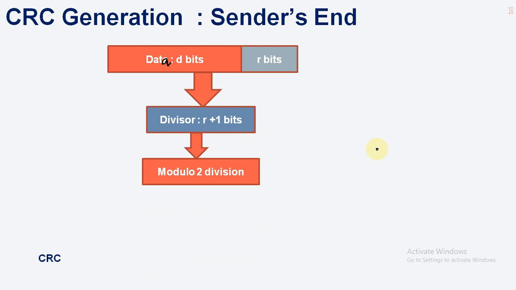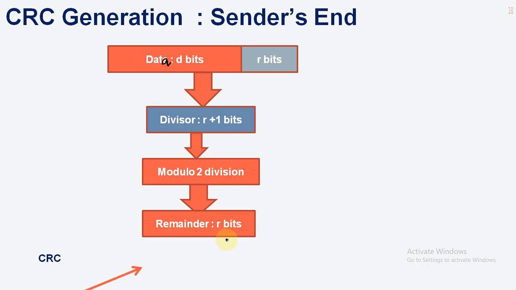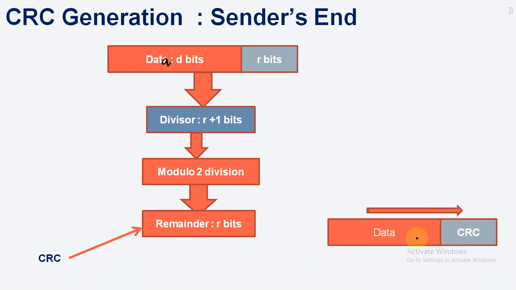While we divide a bit string by another bit string, in every step we need to subtract. Subtraction is XOR and addition is also XOR. The remainder will be R bits. Upon division, whatever remainder remains, you consider only R bits. Okay, this is CRC. The remainder itself is called the cyclic redundancy code, and this code is added to the data, placed over here, and sent.